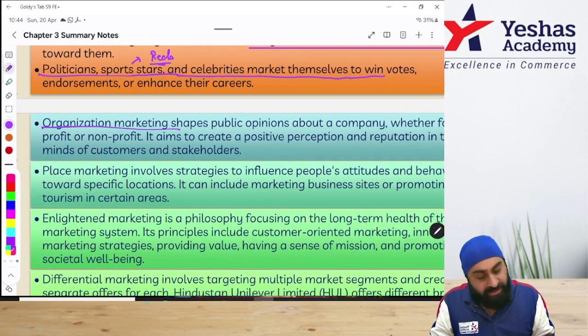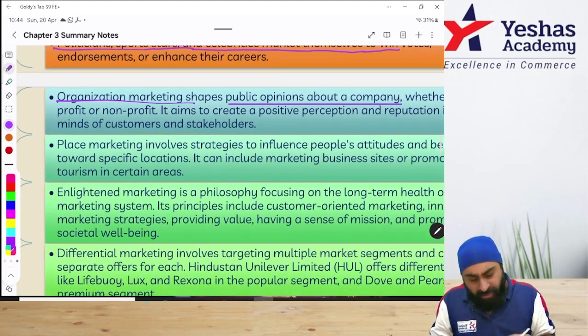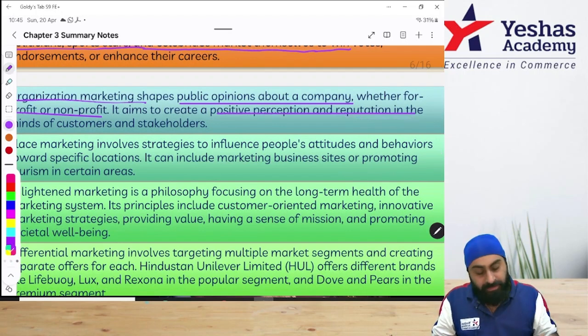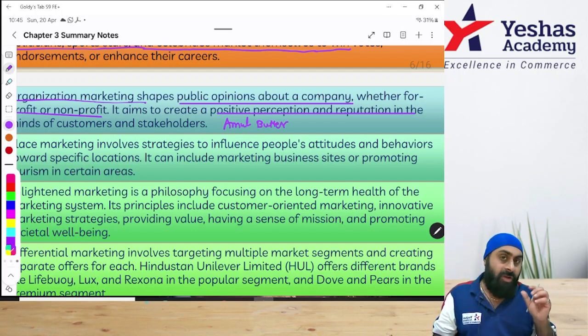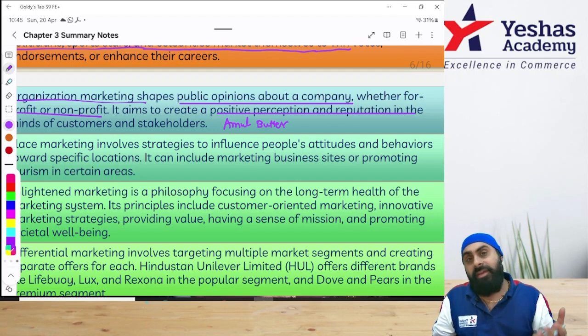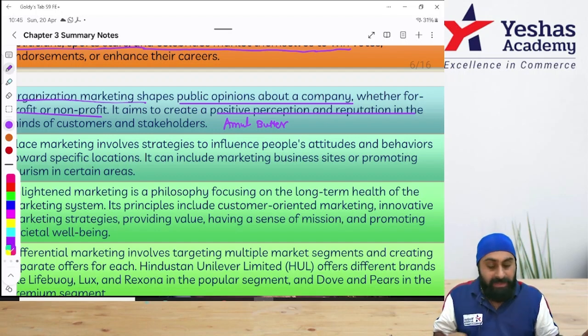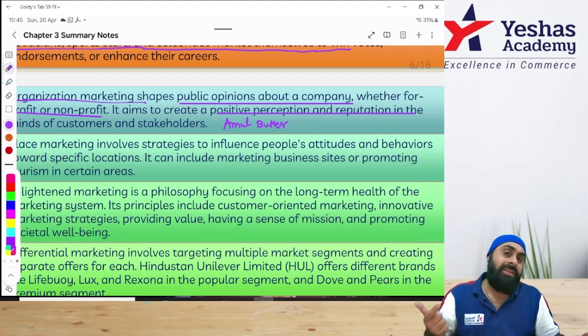Organization marketing. Now, this is a very interesting concept. Companies want to change public opinion about the company, whether it is for-profit or non-profit, it does not matter. It aims to create a positive perception and reputation. Let's take the example of Amul butter. Amul butter advertisements are always created with an aspect of creating awareness in the market, in the industry, about the politicians, what is going on in the political world, what is going on in India right now. By doing this, Amul butter gets a beautiful opportunity to create a positive influence on their customers also, that this company is doing something which is socially responsible, which changes the dynamics of that particular business.